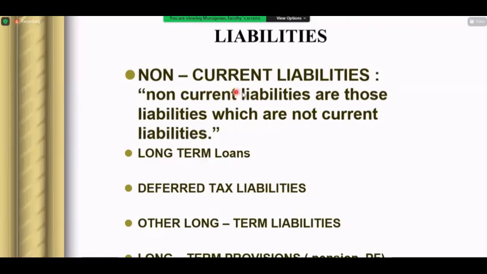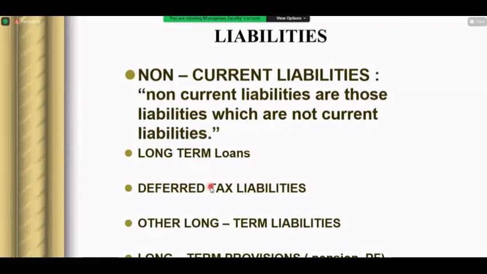Very good. Non-current liabilities mean the liabilities which are payable after 1 year, especially long-term loans. Long-term loans they may have taken, and the installment due in the current year will be current liabilities. The installment after 1 year will be term liabilities. Term liabilities will be from term loans, from banks, or from other recognized financial institutions.